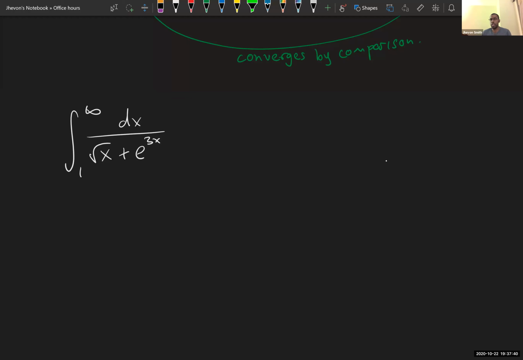So here, if I have this integral where in the denominator I have a square root of x and I have an exponential, who's the dominating function? The exponential, right?